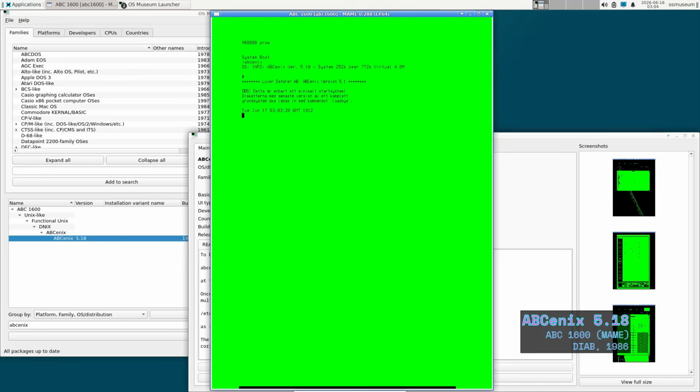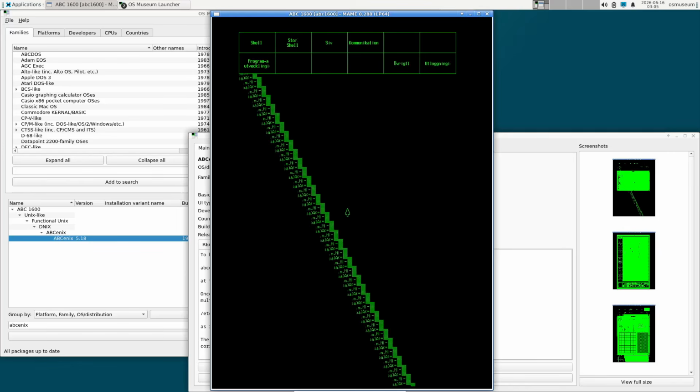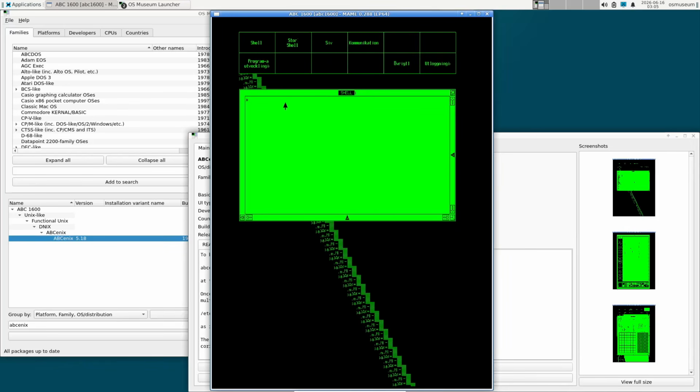ABCenix is based on Diab's extensible real-time Unix known as DNix, and kind of resembles System 3 or early System 5, but has relatively little AT&T code, and is based on a rather different architecture. One of the biggest user-visible differences is support for file system servers running as ordinary user programs, which was pretty uncommon on Unix-like OSs at the time.